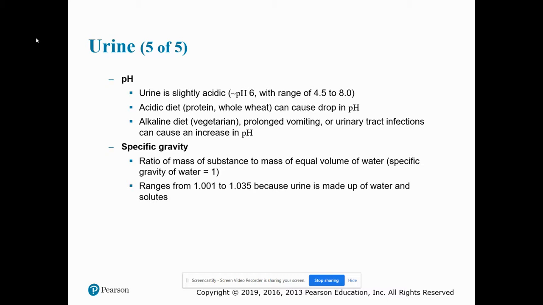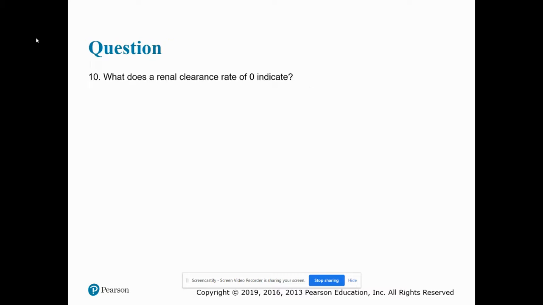Specific gravity is the ratio of the mass of a substance to the mass of an equal volume of water. So the specific gravity of water is 1. Urine has a specific gravity of 1.001 to 1.035, which means that the specific gravity of urine is higher than water. The reason is that urine is made up of both water and solutes, and the solutes increase the specific gravity of urine.